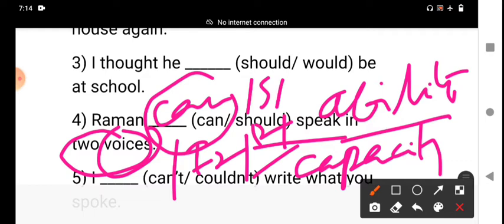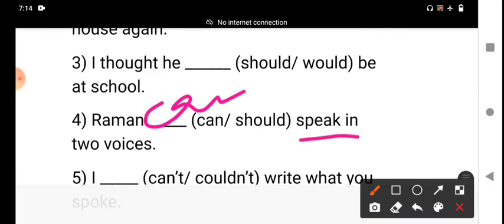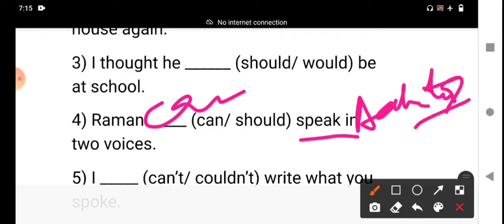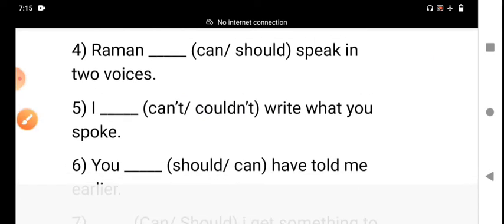Raman can speak two voices means it is an ability. One of the functions of can is expressing an ability. That is more important. It comes under the ability. And then we go to the next blank regarding modal verbs.